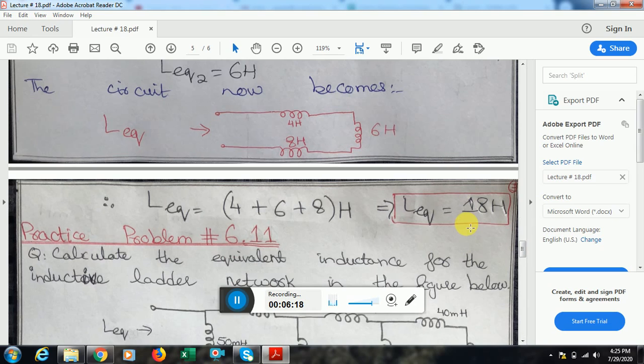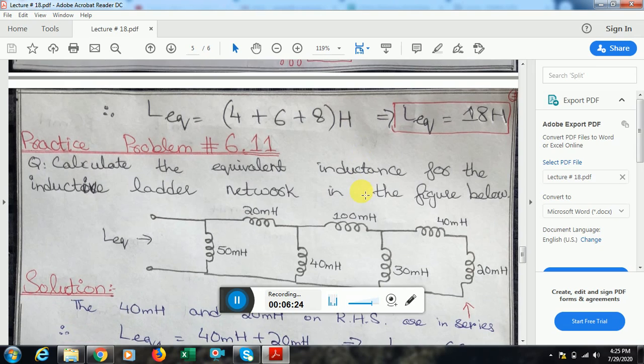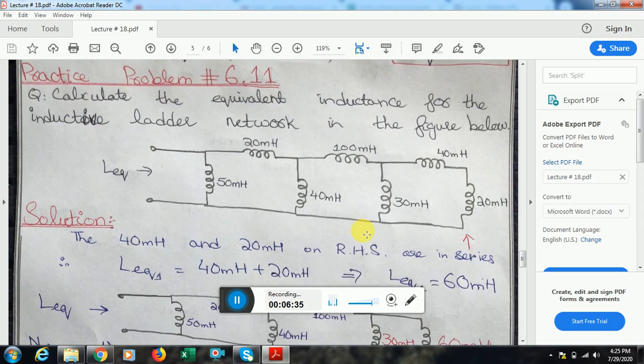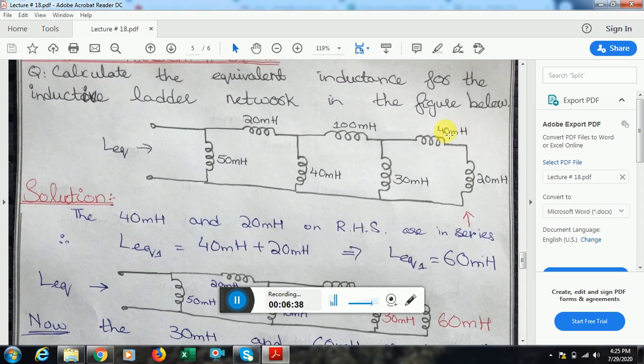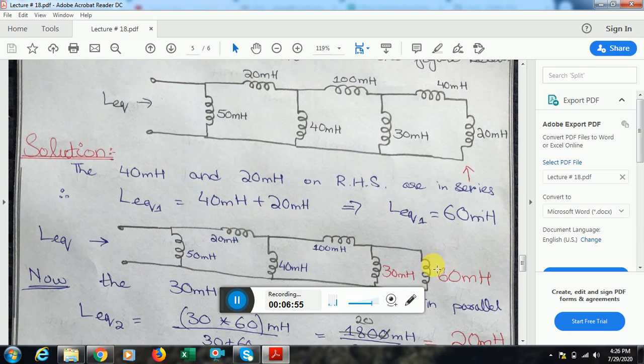Moving on, practice problem number 6.1 is a similar kind of problem in which we have an inductive ladder network, and we have to find the total or equivalent inductance at these two terminals. We have to simplify this circuit. On the right hand side I have these two, 40 millihenry, where the small m stands for milli, and 20 millihenry, which are in series with each other. I'll take the sum of them, and this comes to 60 millihenry. Now I replace these two by one inductance of 60 millihenry. The rest of the circuit is the same.